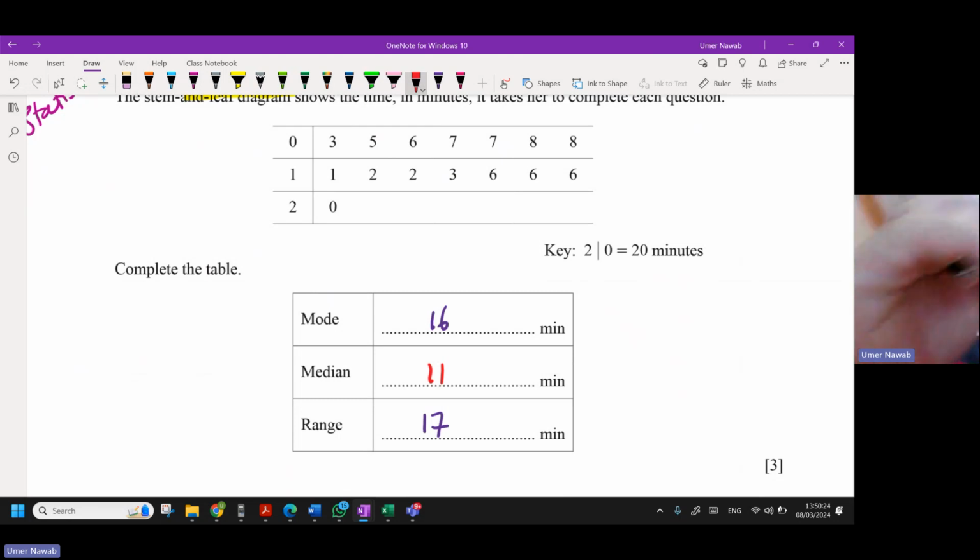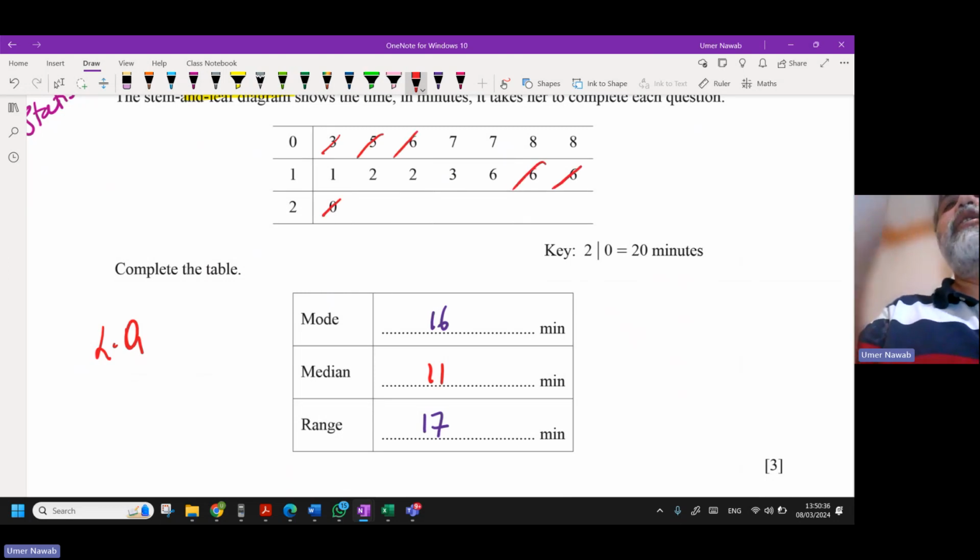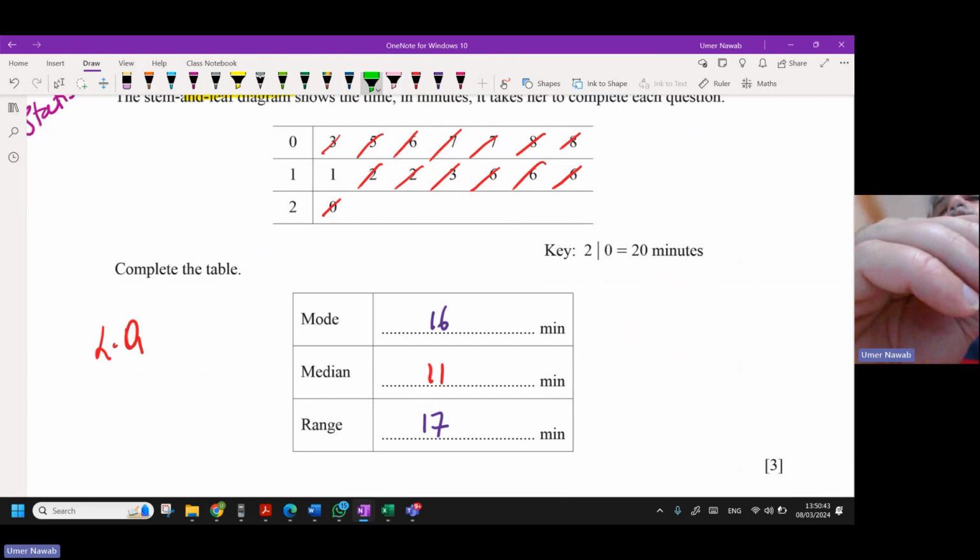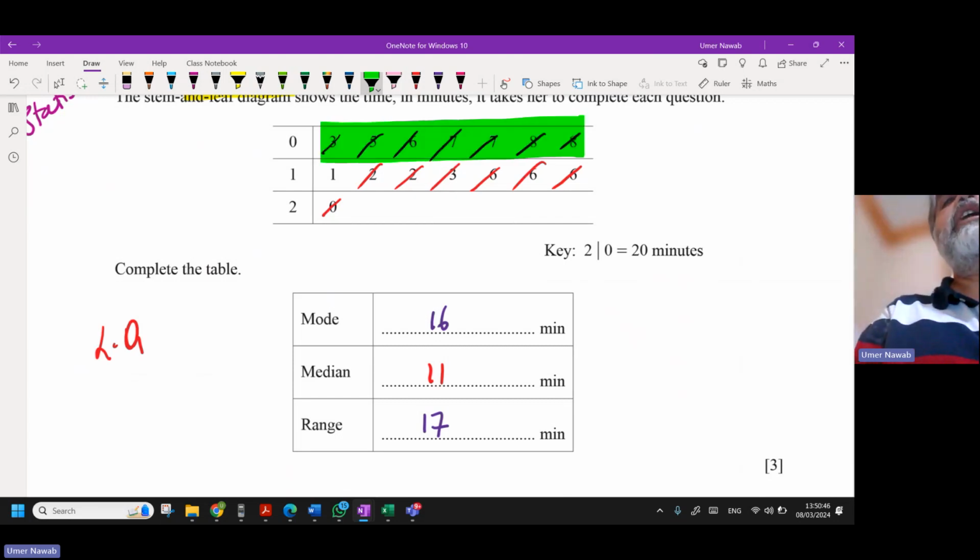Suppose a student says, Mr. Omar, if the examiner is asking for the lower quartile, so lower quartile is also not very hard. You know how you can do that? The tally technique gave you the median. Once you find your median, it divides the data into two equal halves. If you apply the same procedure to the first half, which is the green area, and you try to find the median, that will give you the lower quartile.